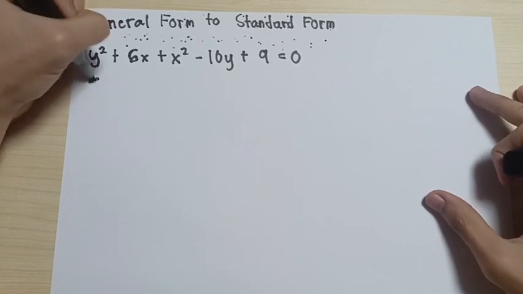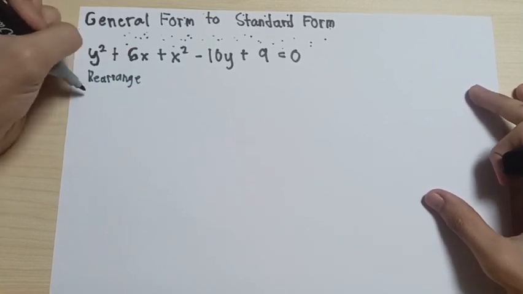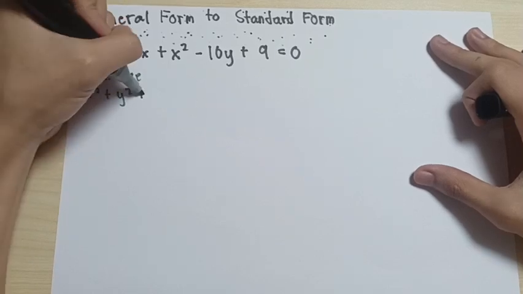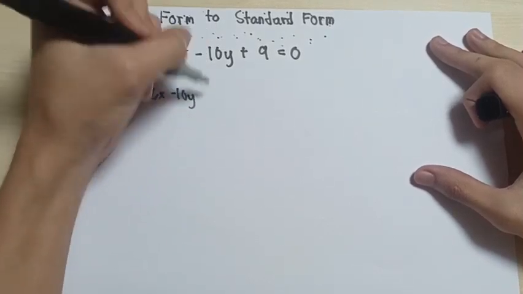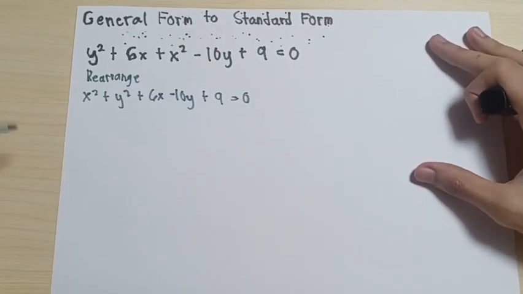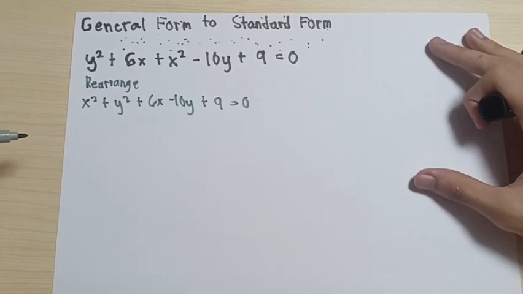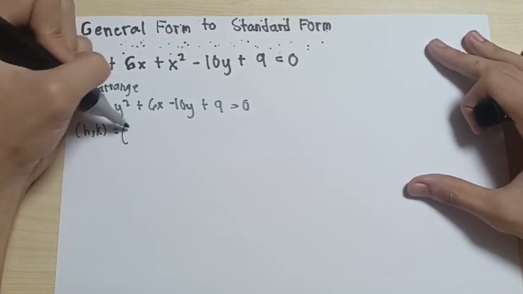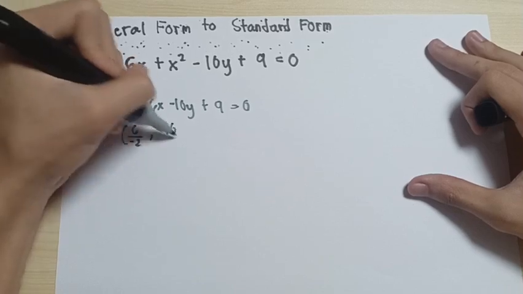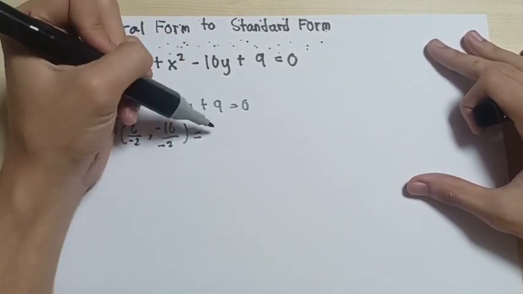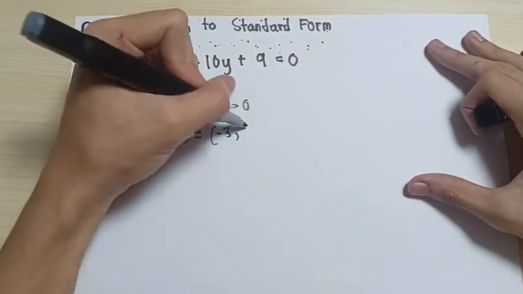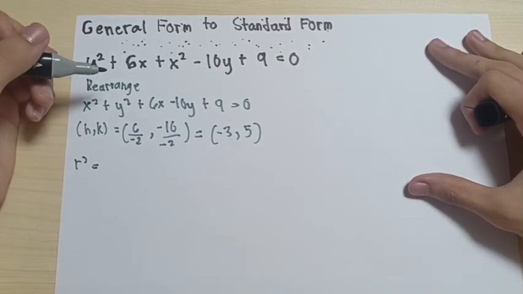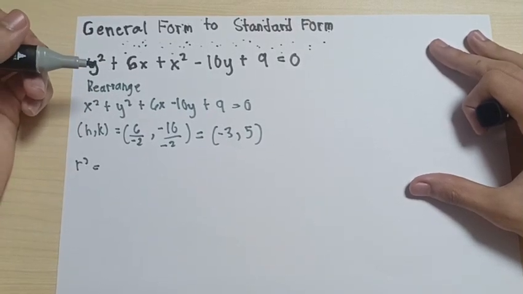Now, ang gagawin lang naman dito natin is i-rearrange natin siya para ma-solve natin siya. Ito na yan, x squared plus y squared plus 6x negative 10y plus 9 is equals to 0. Now, let's get the h and k, which is equals to negative 6 divided by negative 2, and our h and k would be negative 3, positive 5.